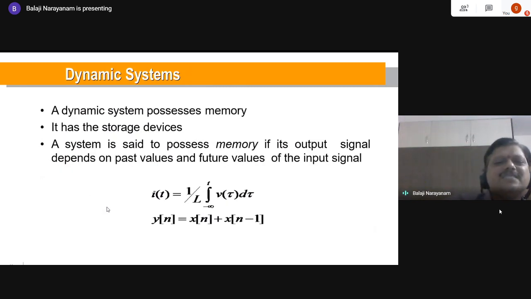Now, a dynamic system possesses memory and it has a storage device. For example, we have taken a system that possesses memory. Its output signal depends on the past values as well as future values of the input signal. Then we may say that it is a dynamic system. So i of t is equal to 1 by L integral minus infinity to t v of tau d tau. We may find y of n as x of n plus x of n minus 1.